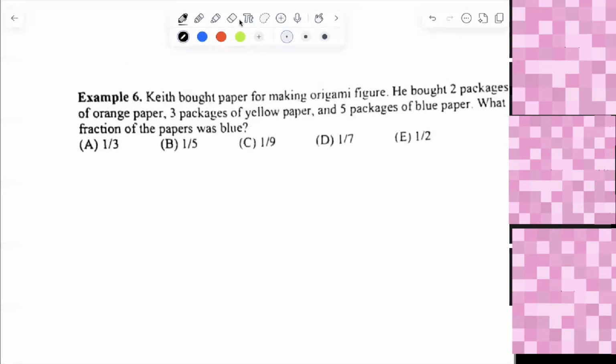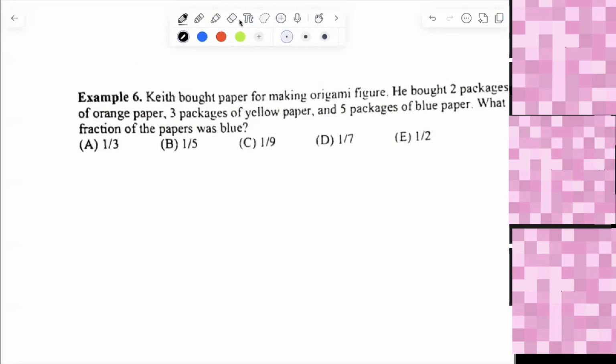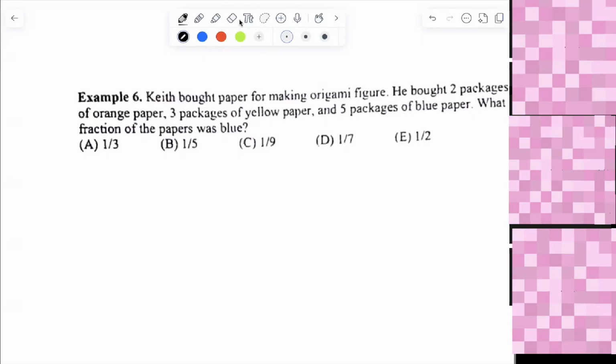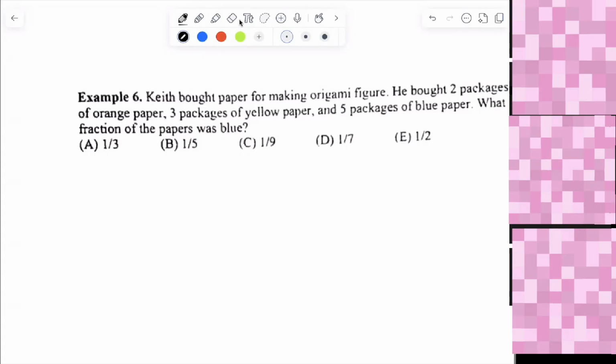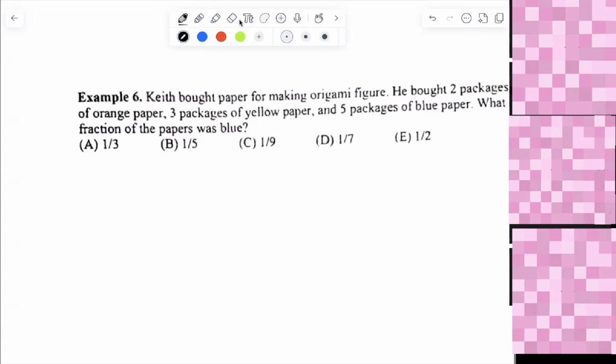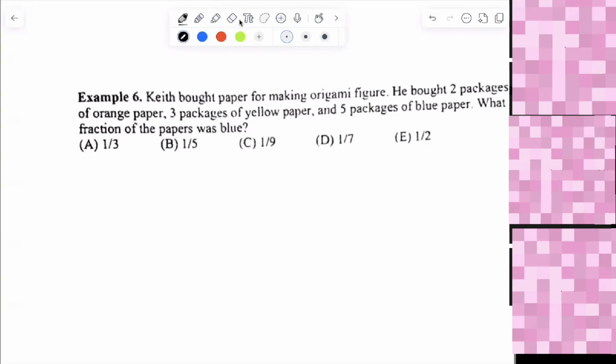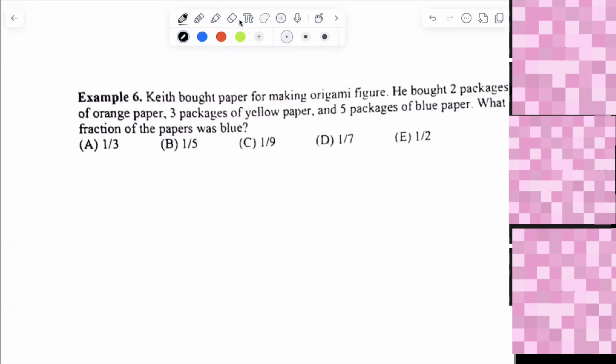Let's get started with this question. So, start with example 6. He bought paper for making an origami figure. He bought 2 packages of orange, 3 packages of yellow, and 5 packages of blue. This is a basic question, but with more numbers now. Now instead of 2, we have 3. Right? So 2 parts is going to be orange, 3 parts is going to be yellow, and 5 parts is going to be blue. Total number of parts is going to be 10. Right?